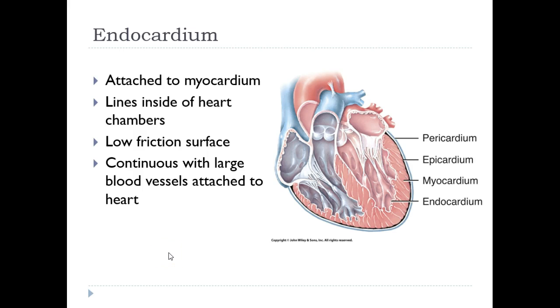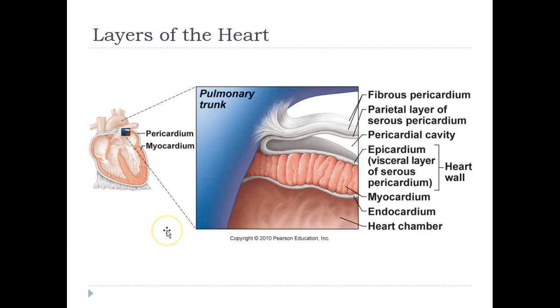The endocardium attaches, remember the endo means inside, attaches to the myocardium. It lines the heart. It's designed to be smooth, so it reduces friction, and it allows blood flow. Those are the layers of the heart, and it'll actually make a lot more sense when we cut through the heart and check them out.